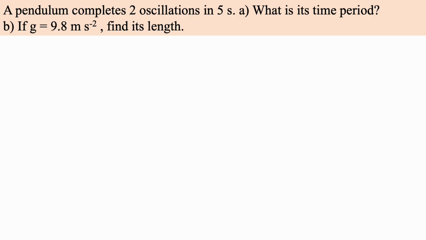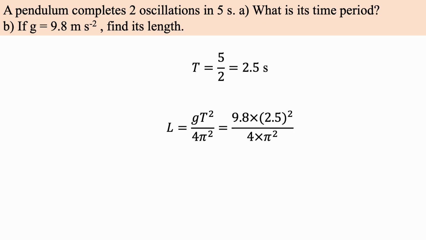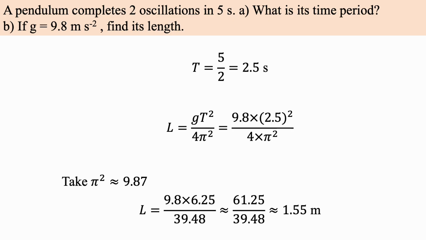A pendulum completes 2 oscillations in 5 seconds. What is its time period? Time period would be 5 divided by 2, which is 2.5 seconds. So it completes one oscillation in 2.5 seconds. If g is 9.8 meters per second squared, find its length. Effective length would be gT square by 4 pi square. Substitute the values, you will obtain L equal to 1.55 meters.